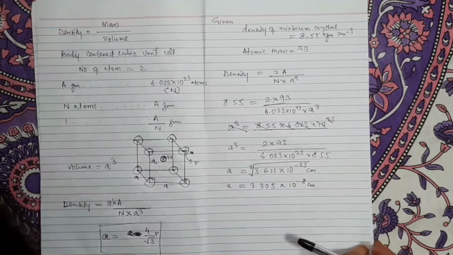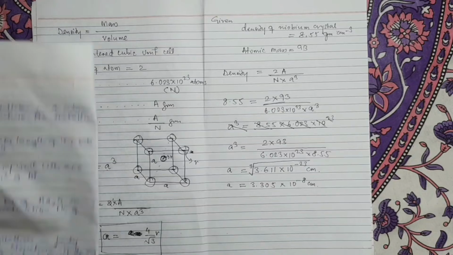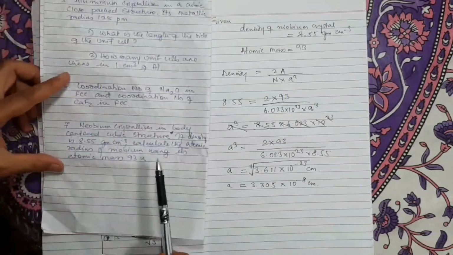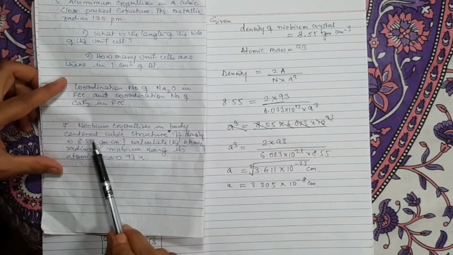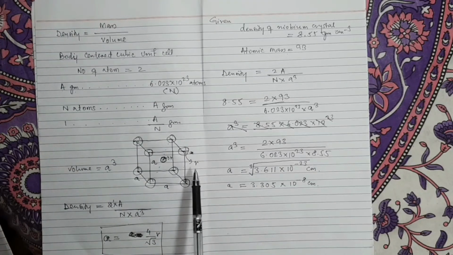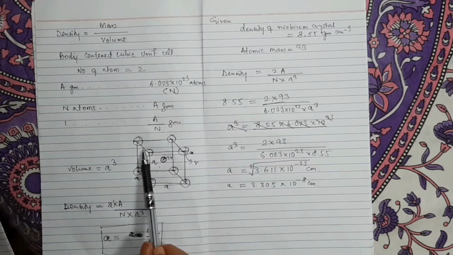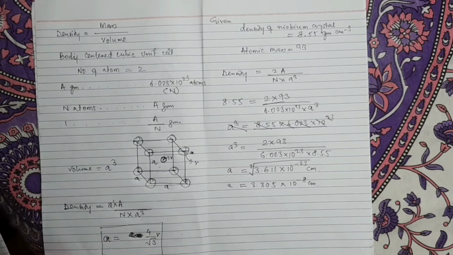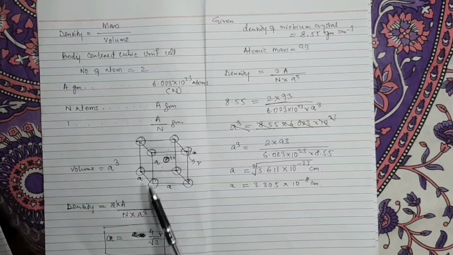Okay, so the question says that we are supposed to find the atomic radius. That means we are supposed to find R, and what we have got just now is the edge length of this cube. But since you already know that there's a relation between A and R, that is edge length and the radius, so using A we can find R.